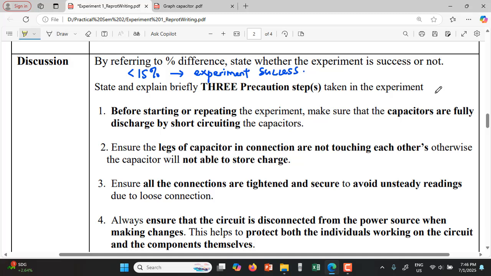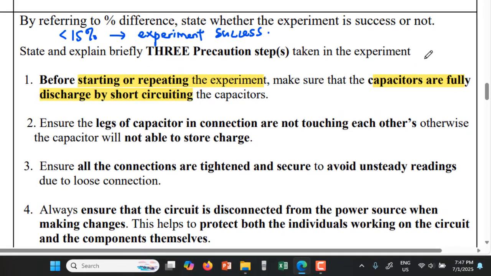Okay, then you can write down the precautions that we already discussed during the demonstration of the experiment. Like what is stated under the procedure, one of the precautions is before we start or repeat the experiment, we have to make sure the capacitor is fully discharged by short-circuiting the capacitor. So this is the first precaution step.